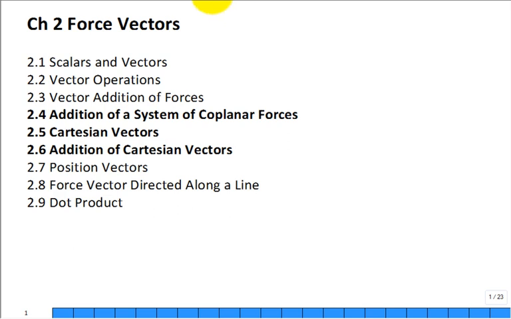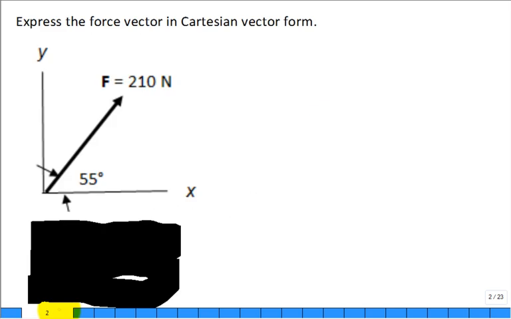So this is our second lecture in Chapter 2 on force vectors. We did pretty much everything associated with pre-Cartesian vector representation of vectors, and now we're going to emphasize Cartesian vector form representation. So to start us off, here's a problem.